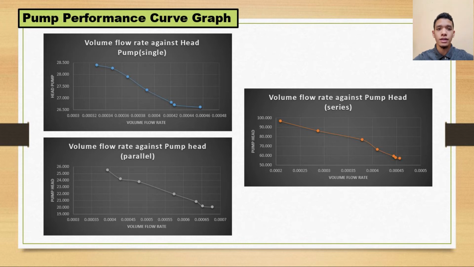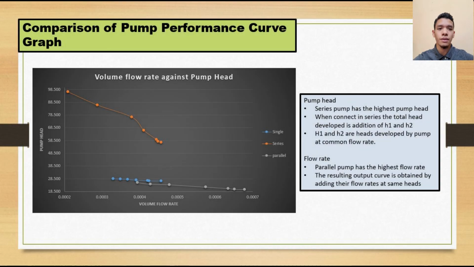Next, we look at the comparison of the pump performance curve graph. From here, we can see the series pump configuration has the highest pump head. This is because when connected in series, the total head developed is the addition of H1 and H2, where H1 and H2 are heads developed by the pumps at a common flow rate.